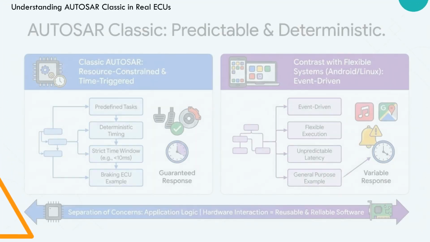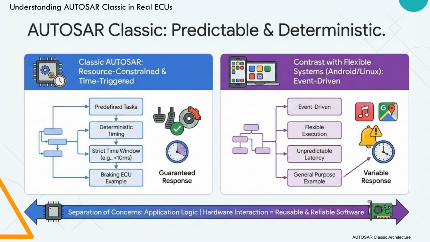AUTOSAR Classic is specifically designed for microcontroller-based ECUs, where resources are extremely constrained, and timing behavior must be predictable down to milliseconds. Unlike Android or Linux systems, which are event-driven and flexible, AUTOSAR Classic operates in a highly controlled execution model, where every task, every interrupt, and every communication signal is predefined at design time.